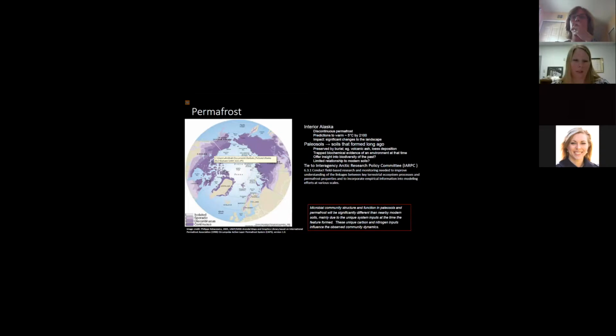And permafrost and other ancient soils, termed paleosols, harbor this trapped biochemical evidence of the environment at the time the feature was created. So the nutrients, mainly carbon and nitrogen, drive the organisms present. And these research questions, I at least feel, tie into IARPC's research plan on field-based empirical data acquisition to understand relationships between ecosystem processes and permafrost processes. A lot of effort is going into what happens during thaw, but this one here is focused on simply taking those features and understanding what's there right now.